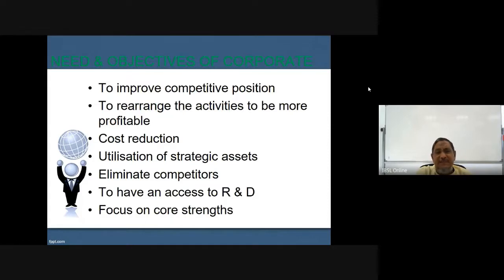Eliminating the competitors. This is one of the strategies in the corporate environment. Eliminate the competitors. We call it cutthroat competition. Try to eliminate the competitors by way of price reduction, product deterioration, adverse marketing or adverse comments. Competitors can be eliminated.